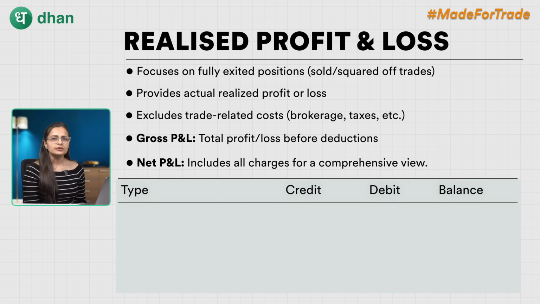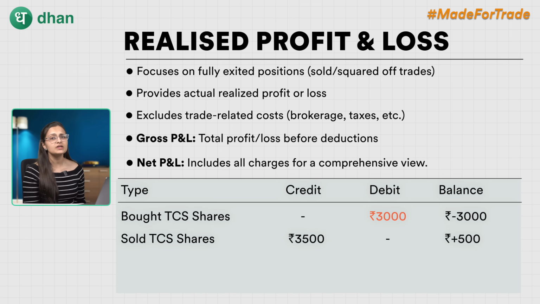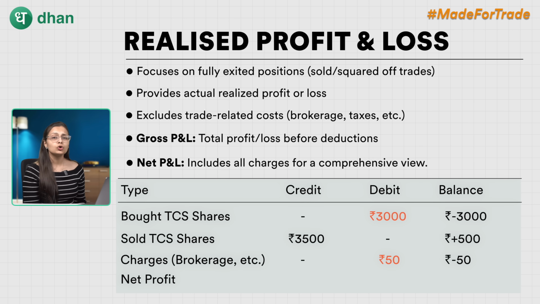For an example, you bought TCS shares for rupees 3,000 and sold them for rupees 3,500, assuming rupees 50 as your charges. Your gross profit will be rupees 500 per share, whereas net profit will be rupees 450 per share after deducting your charges as well. This report ensures you are fully aware about your actual take-home profit or loss.